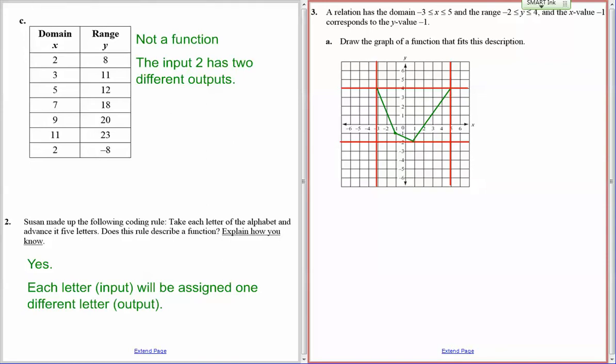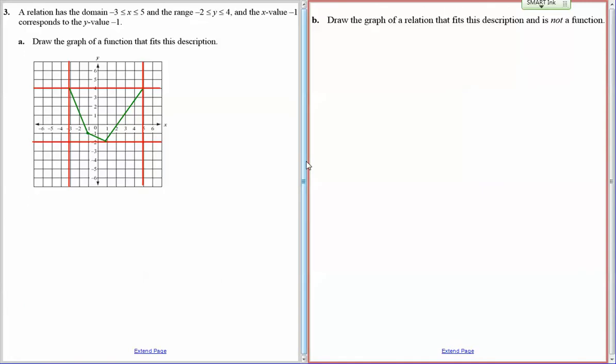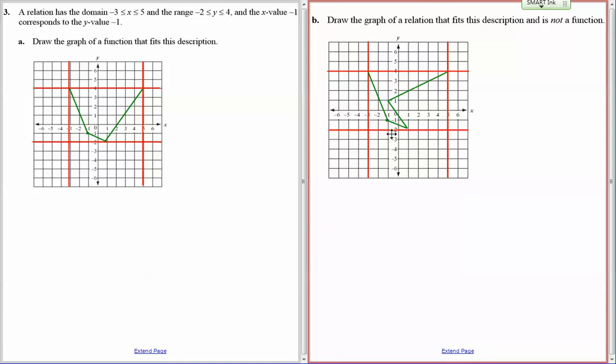On part B, we're supposed to use the same criteria but make it so it's not a function. So again, my relationship here goes all the way from the -3 to the 5. It goes all the way from the -2 to the 4. It also goes through -1, -1, but it is not a function because it does not pass the vertical line test. In fact, every input from -1 to +1 has 3 different outputs. 1, 2, 3. So everything from -1 to +1 has 3 outputs. That makes it not a function.